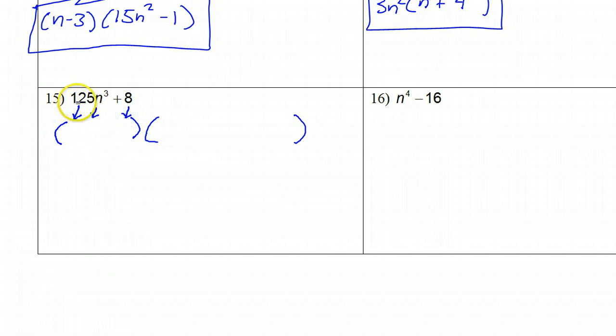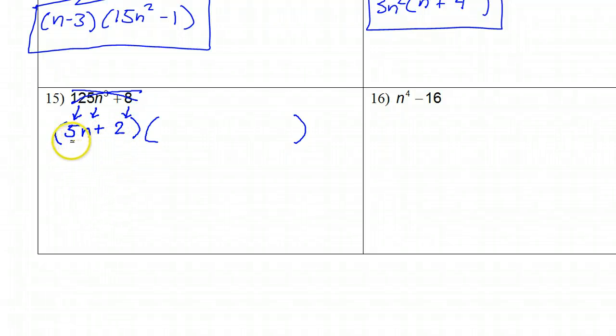The cube root of 125 is 5, because 5 to the 3rd power is 125. The cube root of n to the 3rd power is just n. It's addition, so bring it down. 8 comes from cubing 2. So finding the binomial should be kind of easy. Once you've got your binomial, really you can forget about the original problem. Everything else I can get from the binomial.